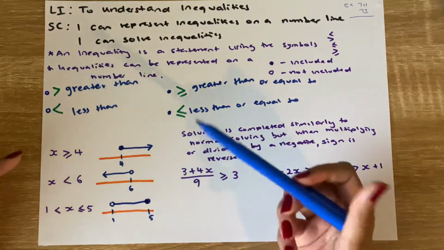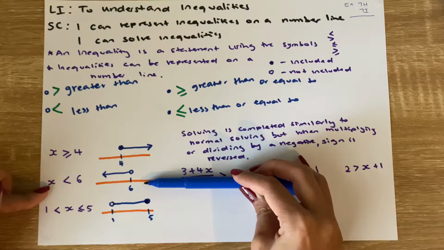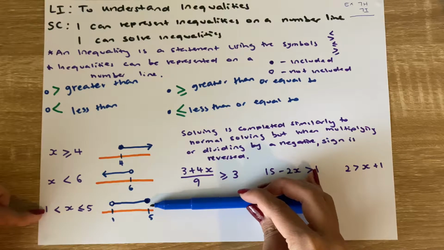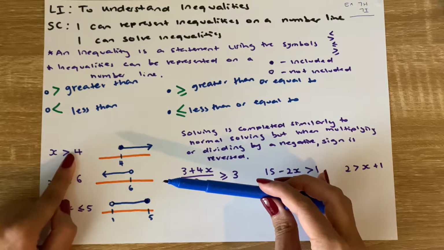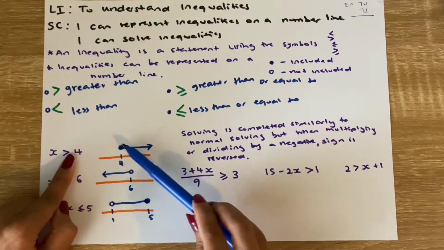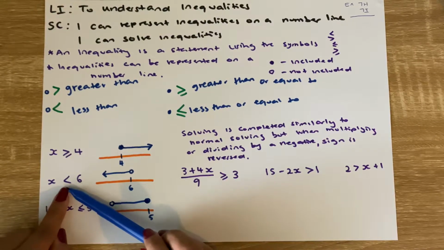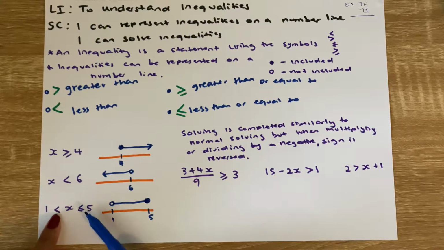So we have now represented something that is greater than or equal to, something that is less than, and something that is in between two values. These are the three different things that you could get. Of course, you could get a greater than without the equal to sign, so you just wouldn't color that in. Here you could get a less than with an equal to, so that means you would color that in. And the same thing goes here.